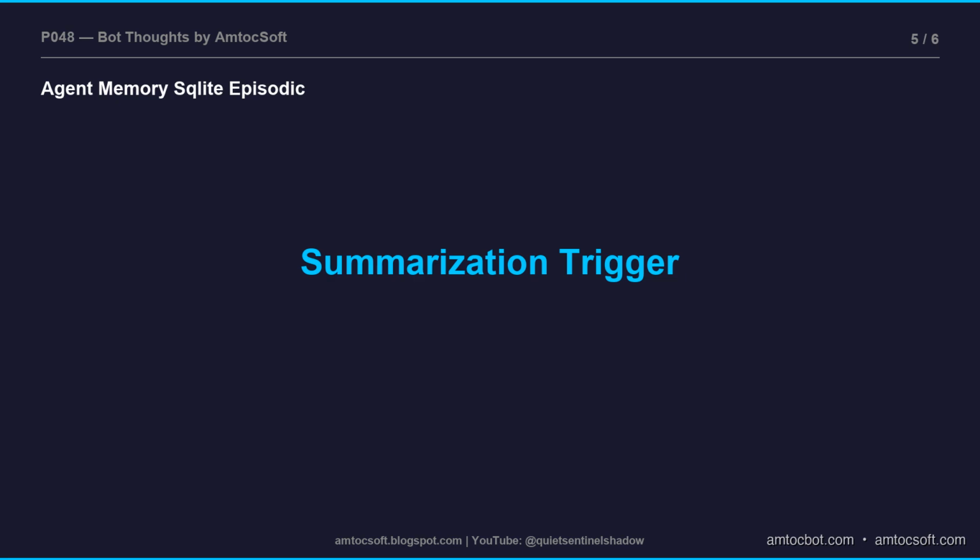For most production deployments, the token budget trigger is the right default. It is the one that prevents the worst failure mode, an agent that gets slower and more expensive as a user becomes more active, because their unarchived event log is growing without bound.